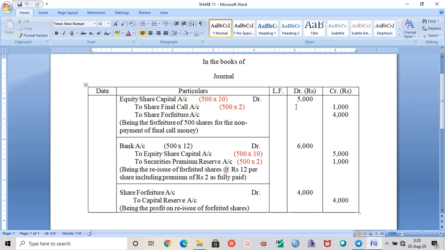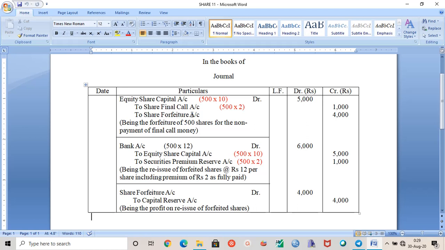Whether the shares are issued at par or premium, you should know that the entry for forfeiture should be this. Equity share capital account debit to share call, whatever the money is in arrear. In place of writing share call, whatever the call is, share first call, share final call, or share allotment, you can write call alternatively. You know this already, I have shown you this before.